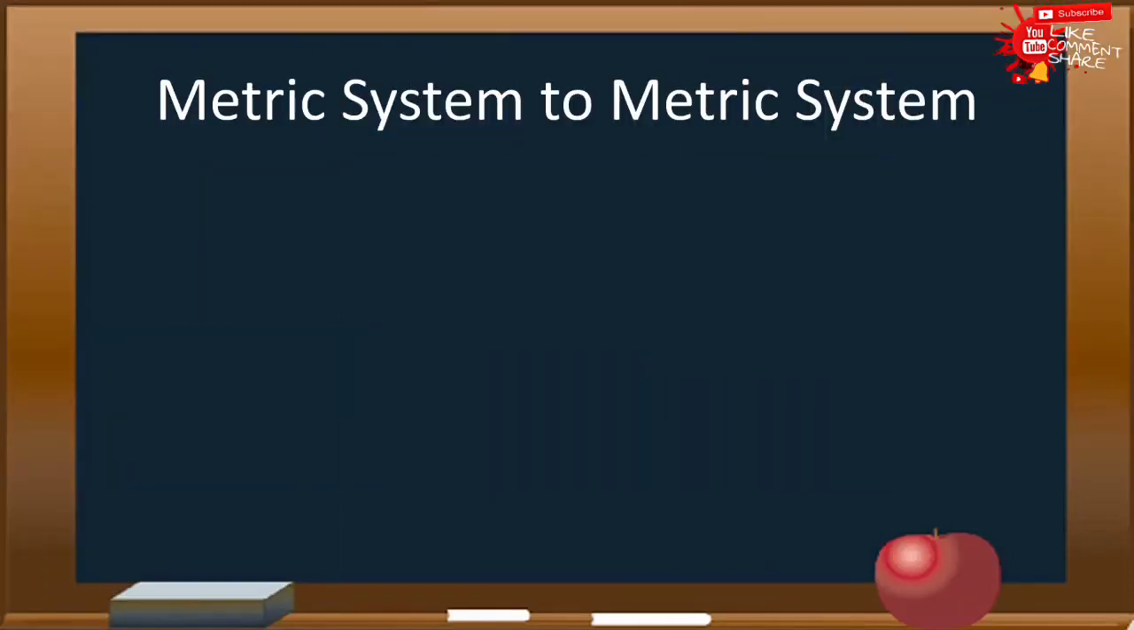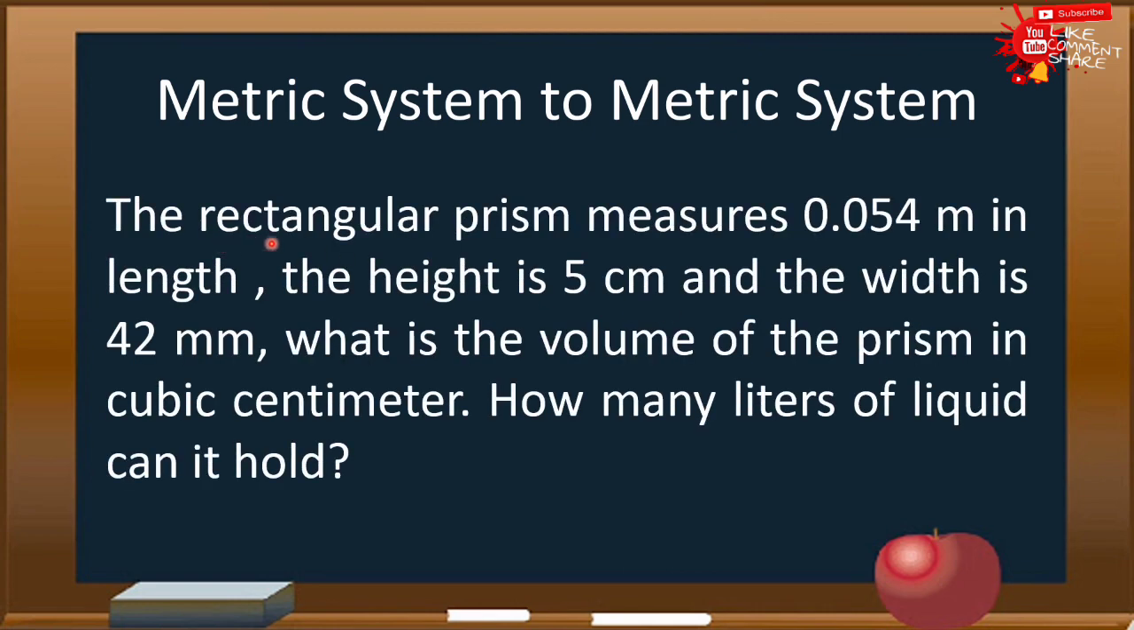Now let us have example number 5 under metric system to metric system in conversion of unit for volume. So this is the problem. The rectangular prism measures 0.054 meter in length. The height is 5 centimeter and the width is 42 millimeters. What is the volume of the prism in cubic centimeters? How many liters of liquid can it hold?